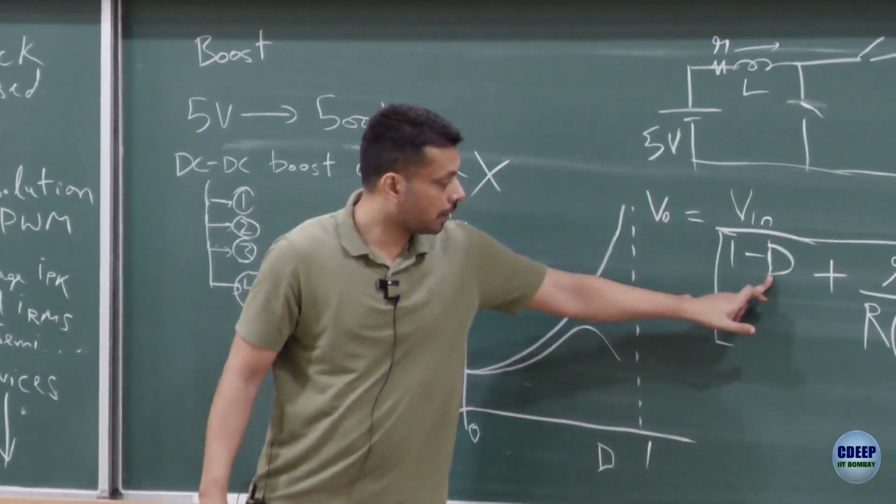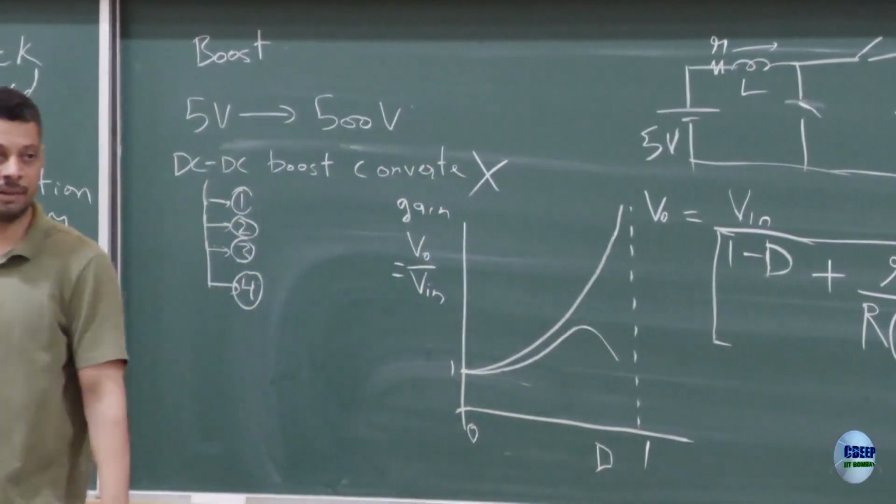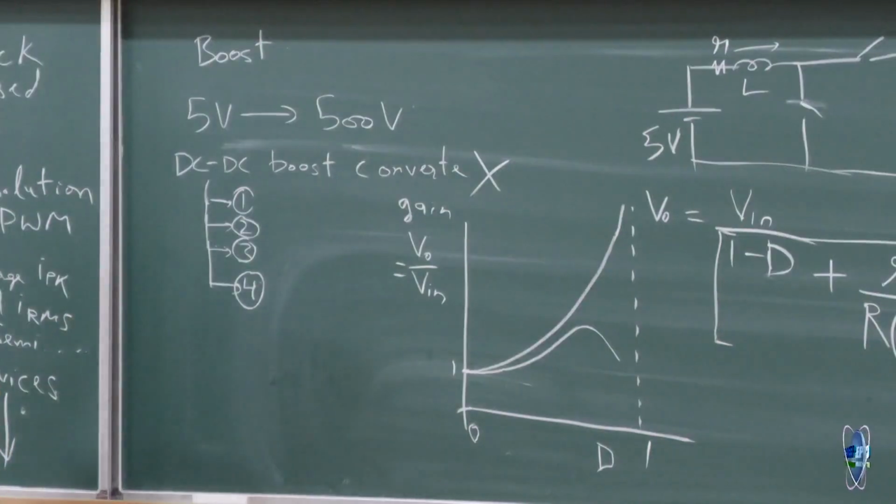If D approaches 1, what would be the output voltage?